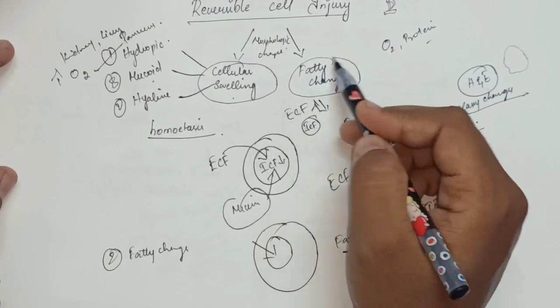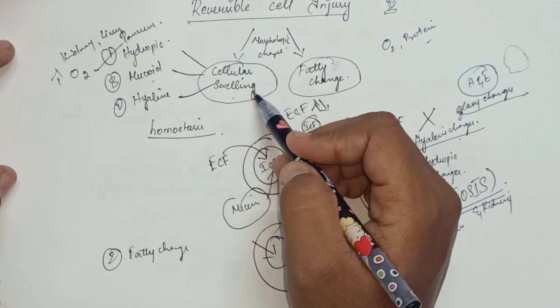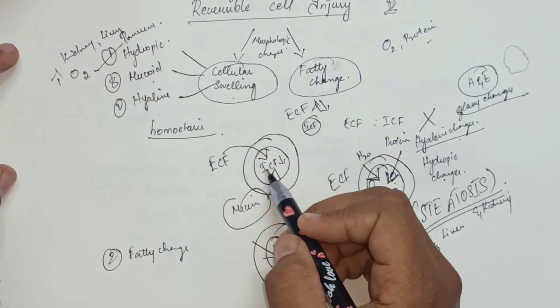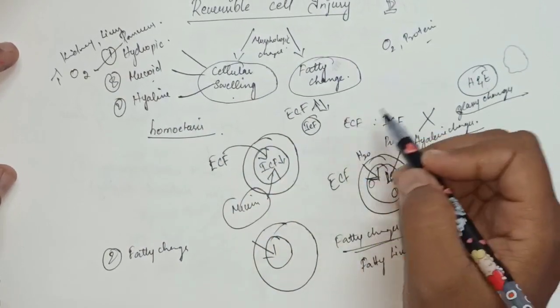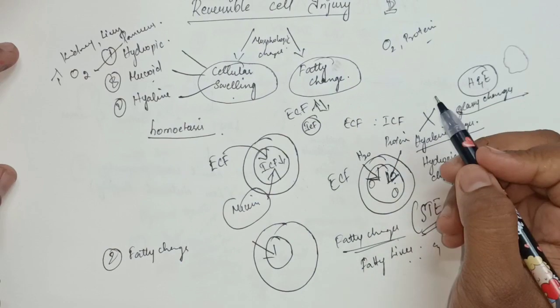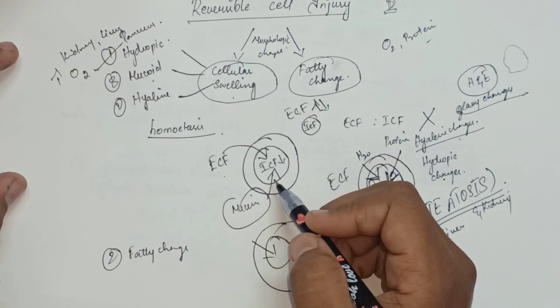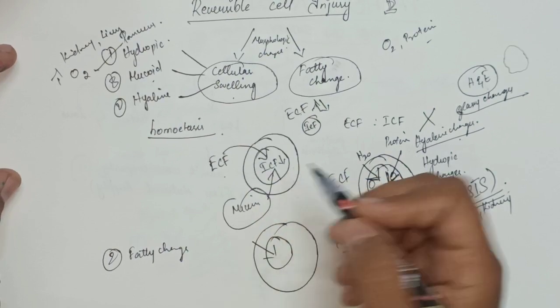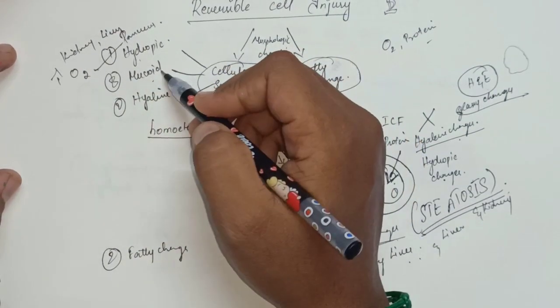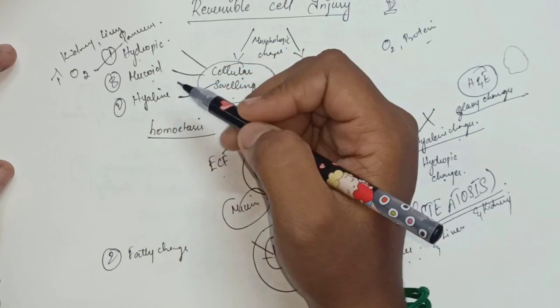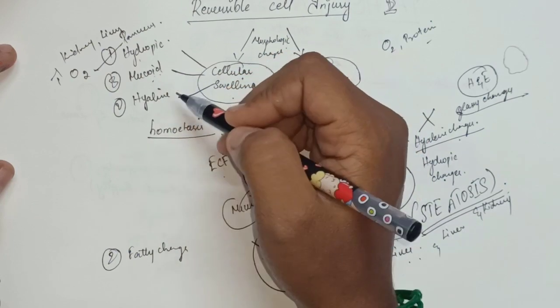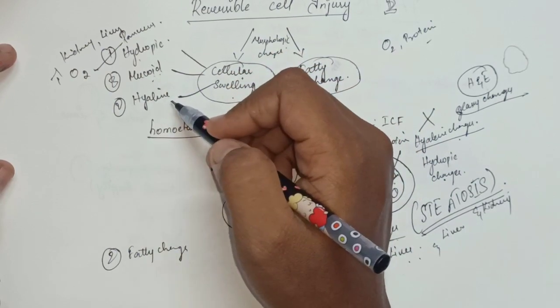Next is reversible cell injury. You have two things, that is cellular swelling and fatty change. When you see it in the microscope, you will see morphological changes. In cellular changes, you have three things: hydropic, mucoid and hyaline. The ECF and ICF ratio is not maintained. The water from the ECF will enter into the ICF and produce swelling, that is your cellular swelling.